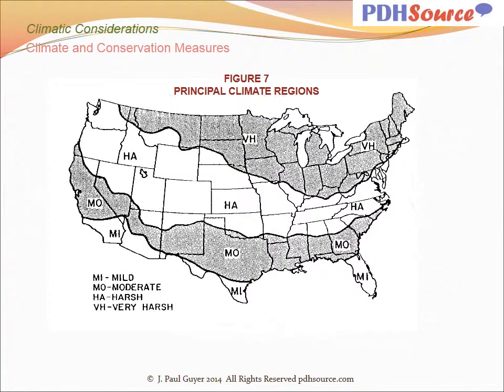Figure 7 indicates these principal climate regions. Mild climate regions, naturally, one would expect they are on the southern rim of the U.S. Moving north, you move into a moderate band, then a harsh band, and then the very harsh climate region is in the northern states and northeast states.